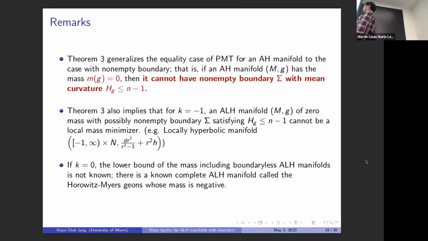And when k equals zero, the lower bound of the mass, including for boundaryless ALH manifolds, is actually not known. Moreover, there is a known complete ALH manifold called the Horowitz-Myers geon, and its mass is negative. So the positive mass result for the k equals zero case is only known when it has a boundary.